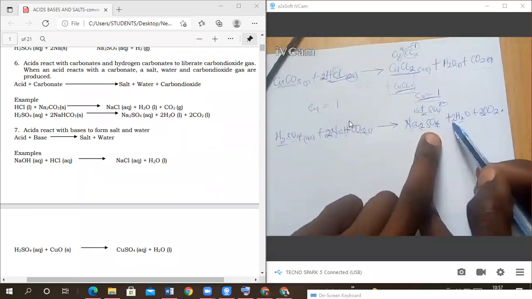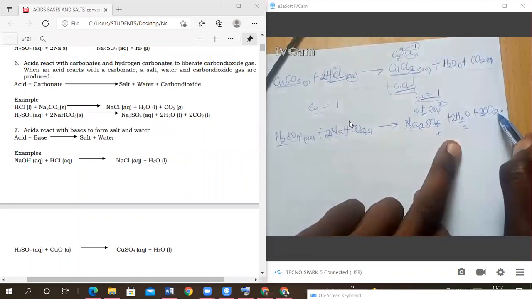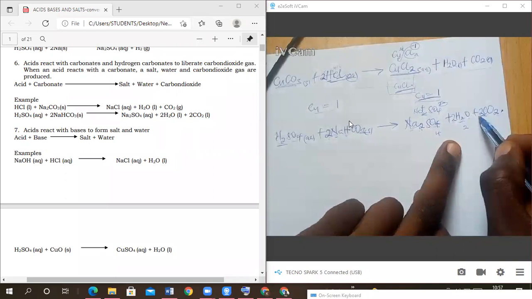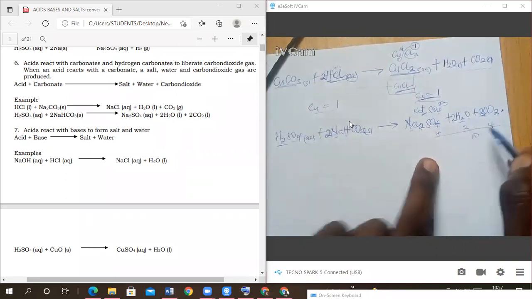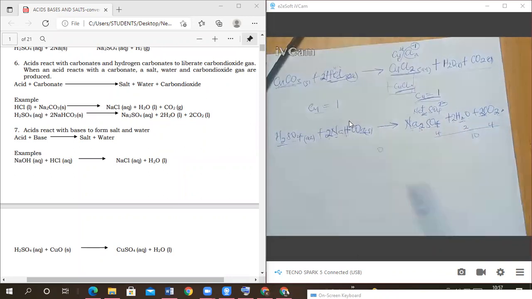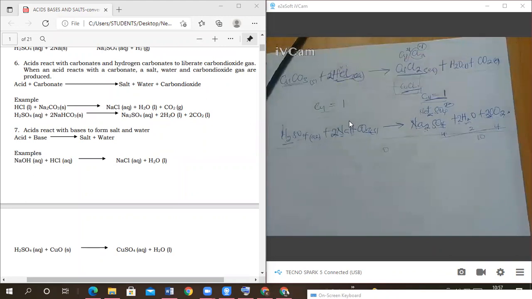So here we have oxygens. We have 4 plus 2 plus, how many are these? Oxygens, they are 4. If you add up, they give us 10, meaning oxygens have balanced, and our equation is fully balanced.